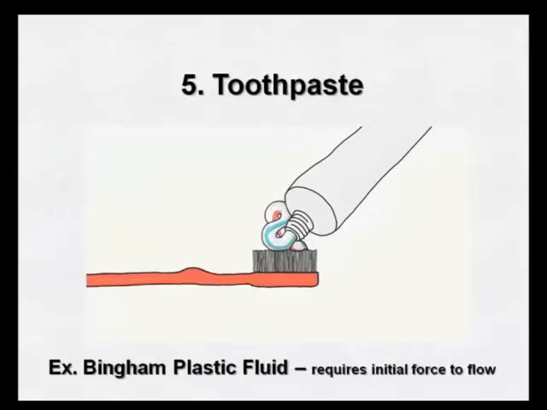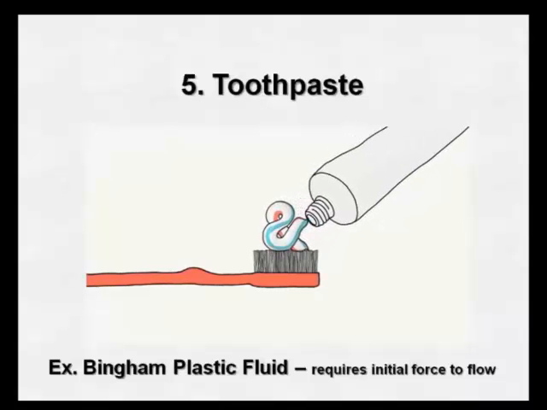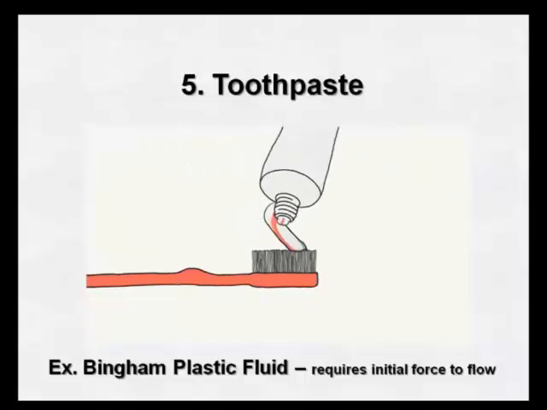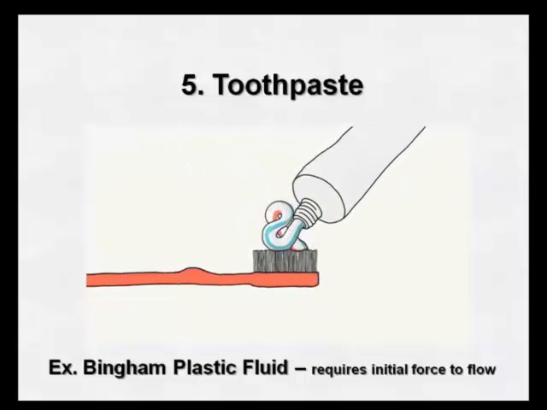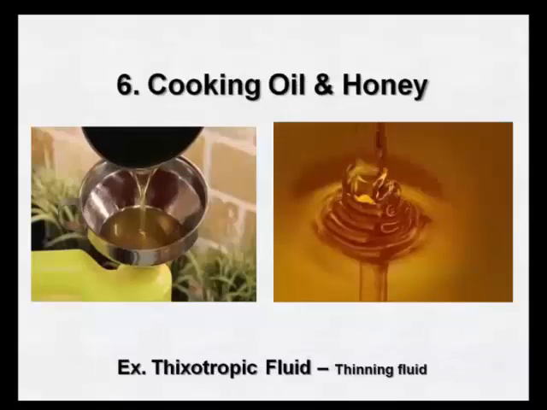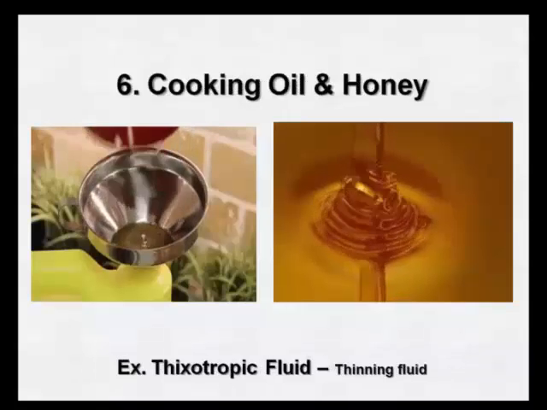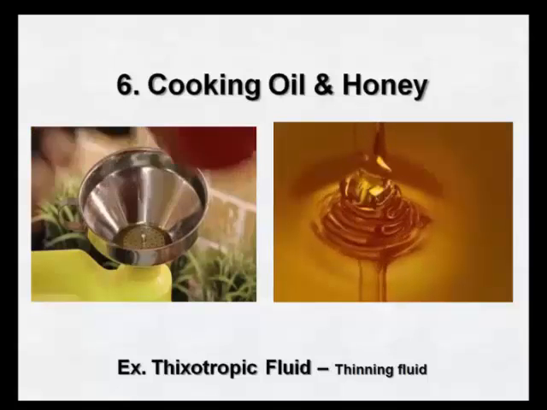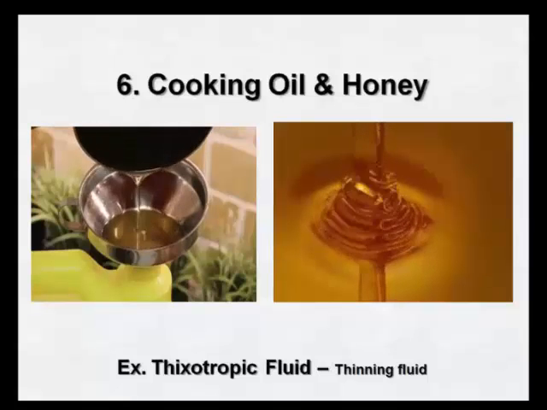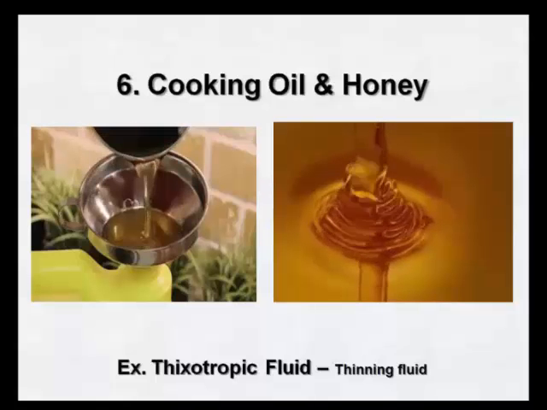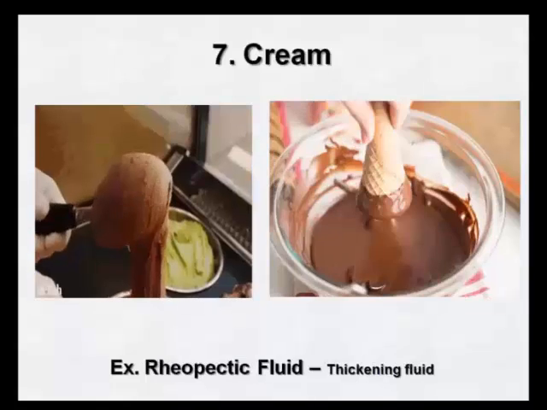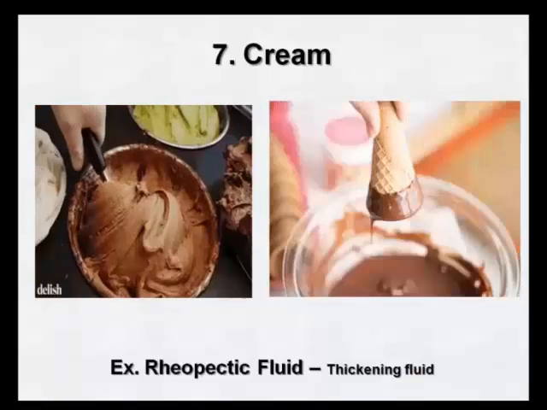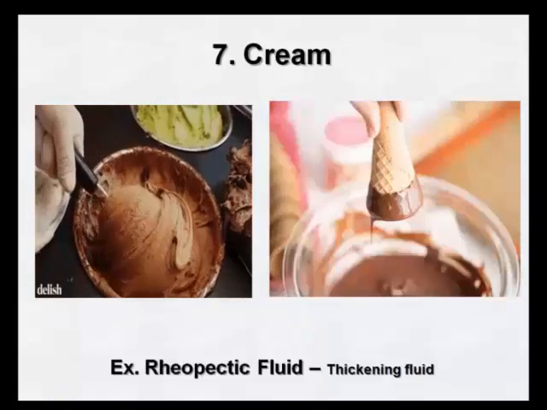Next is toothpaste, which we use in day-to-day life. Its technical name is Bingham plastic fluid. It requires an initial force to flow. Next, also used in day-to-day life, are cooking oil and honey. Technically we call it a thixotropic fluid. This is also known as a thinning fluid. Next one is rheopectic fluid. An example is cream. It is also called a thickening fluid.